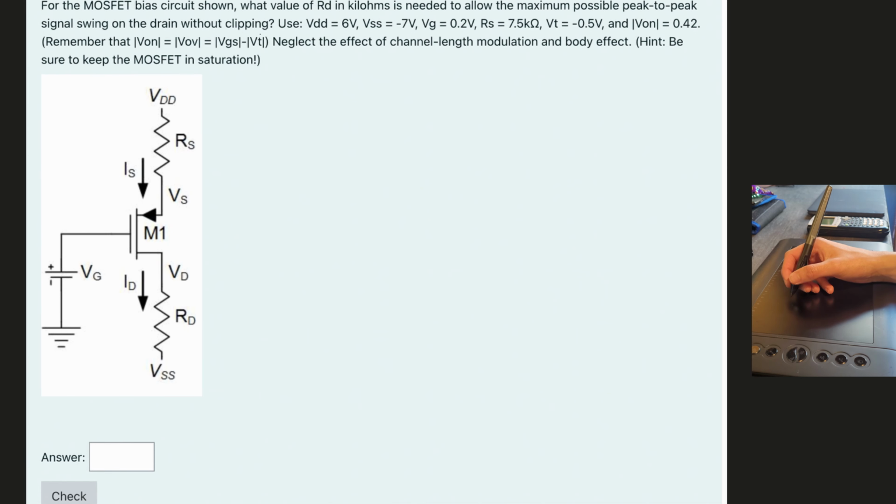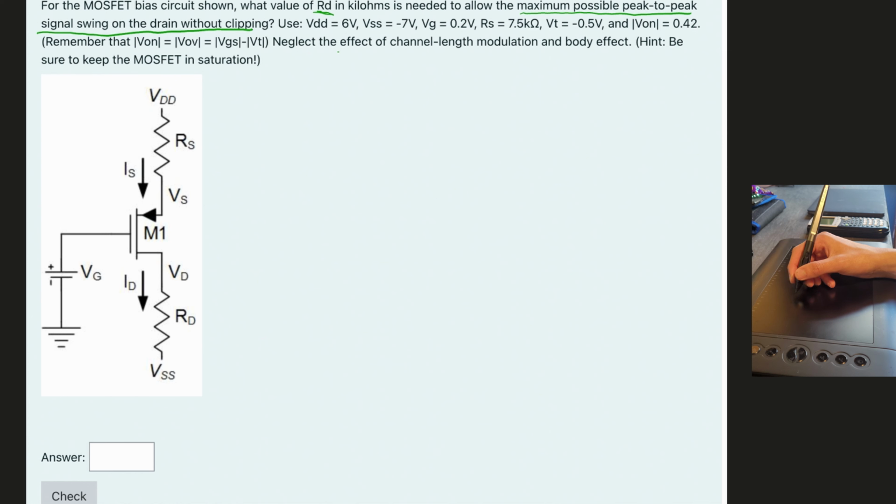For the MOSFET bias circuit shown, we're asked what value of RD in kiloohms is needed to allow the maximum possible peak-to-peak signal swing on the drain without clipping. So an important part here is we need to find our RD. Another important part is that we need to find the max possible peak-to-peak signal swing on the drain without clipping. We have these values here, and then we have another equation right here.